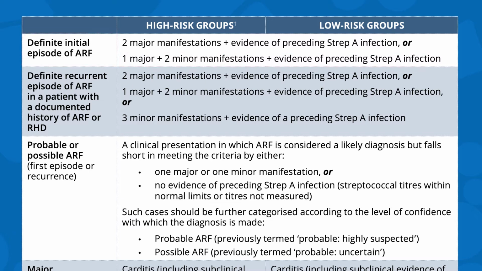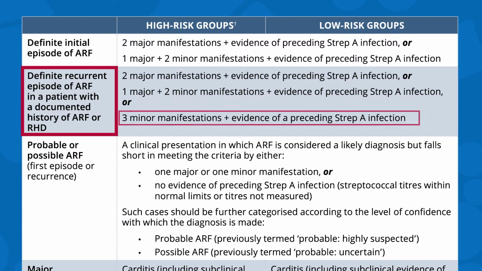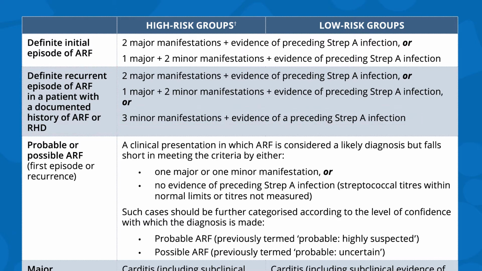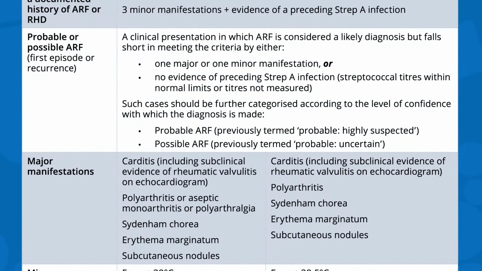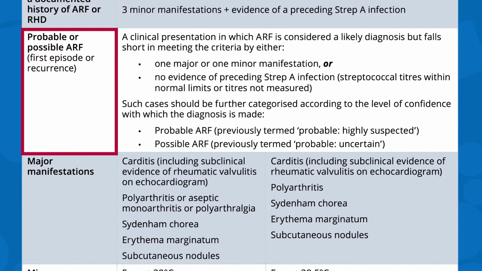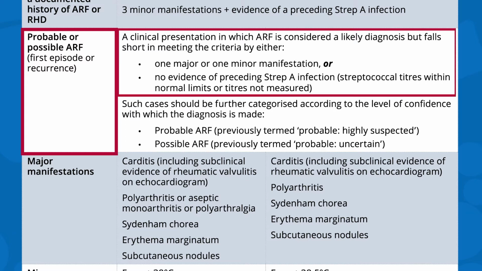If a person has already had ARF, then the threshold for diagnosis of a recurrent episode is lowered slightly to include 3 minor manifestations plus evidence of a strep A infection. Due to the variety at which people can present with ARF and the lack of access to some tests, there are additional categories of possible and probable ARF. These are used when evidence of a strep A infection or one of the manifestations is missing and when there is no likely alternate diagnosis.